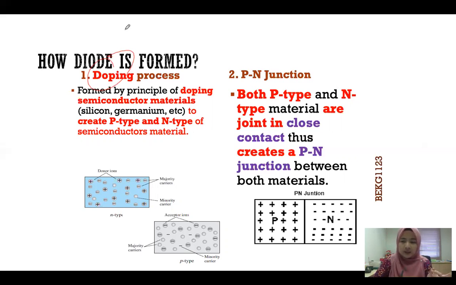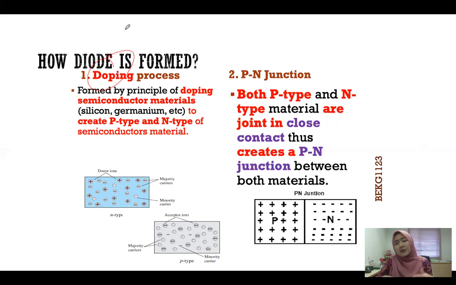that we already discussed previously. I already explained in detail how we create P-type and N-type materials using a doping process. So the first step is the doping process. When you dope these materials, you will get the P-type and also N-type semiconductor materials.